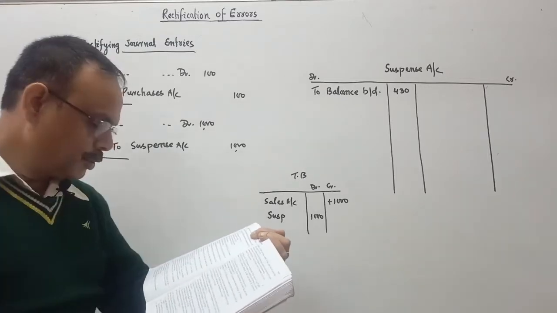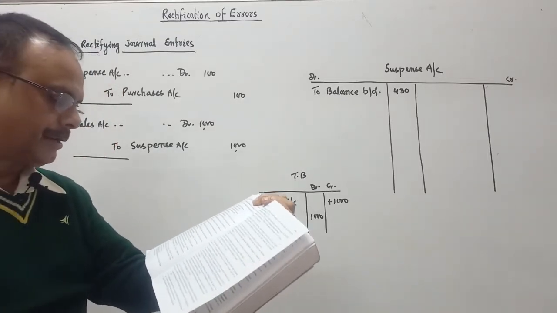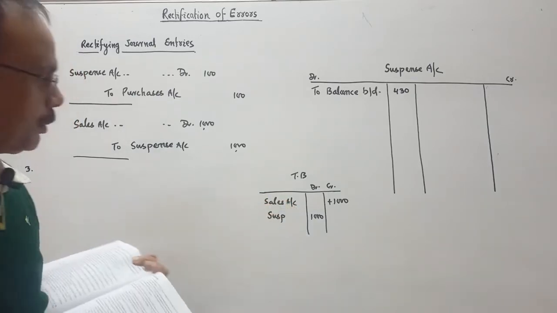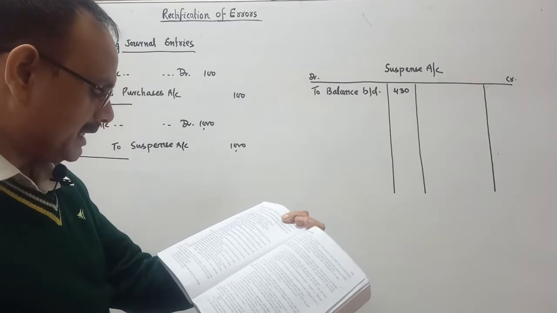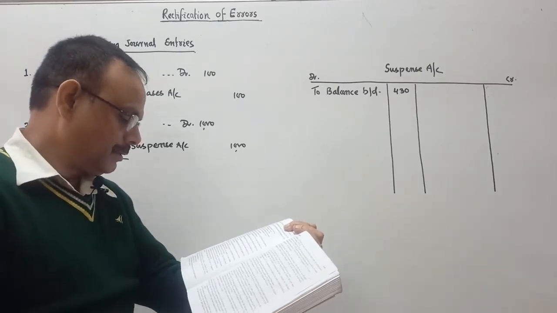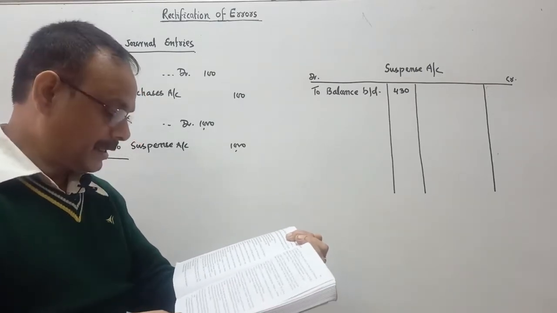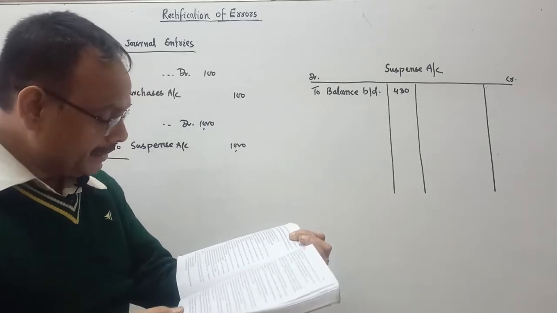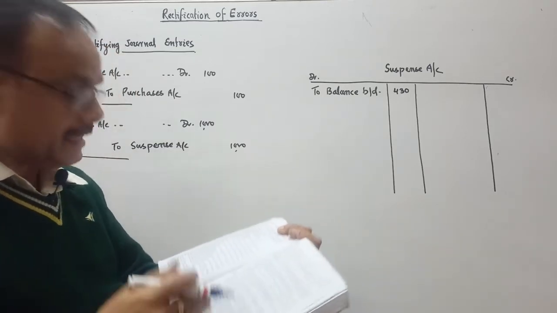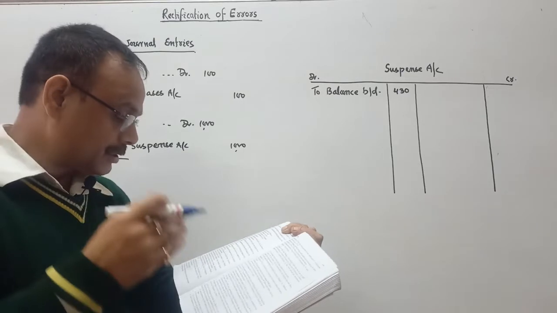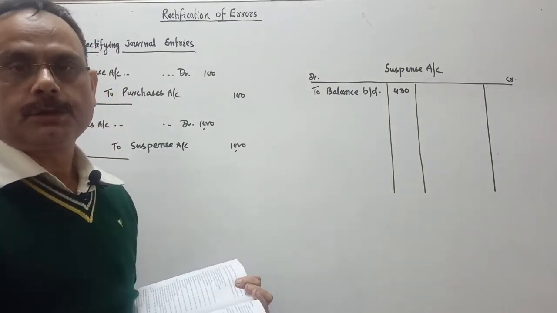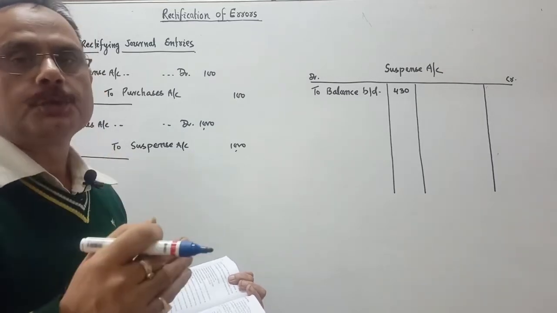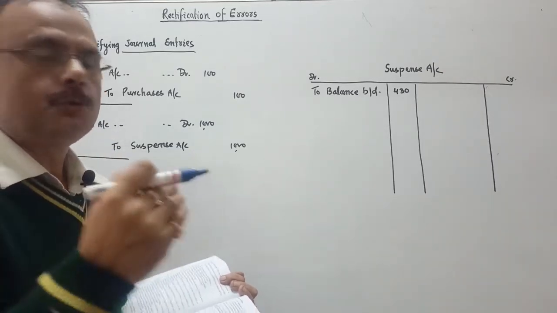Third one: goods purchased for rupees 800 from Umakant. Though correctly entered in the purchase book, it has not been posted to his account, meaning the Umakant account. This entry is not posted in the ledger of Umakant.